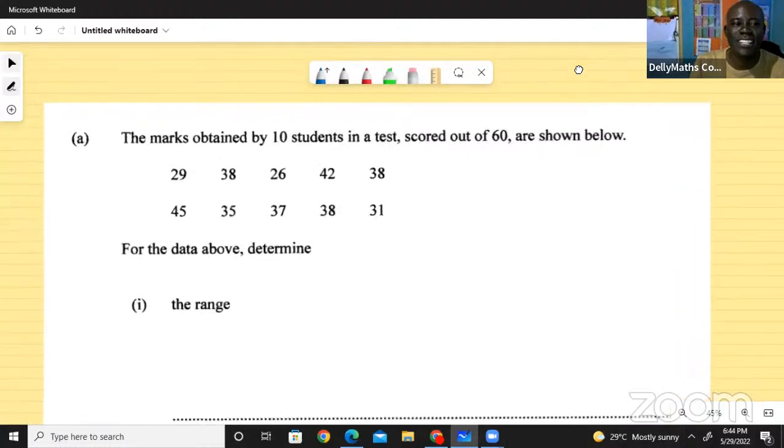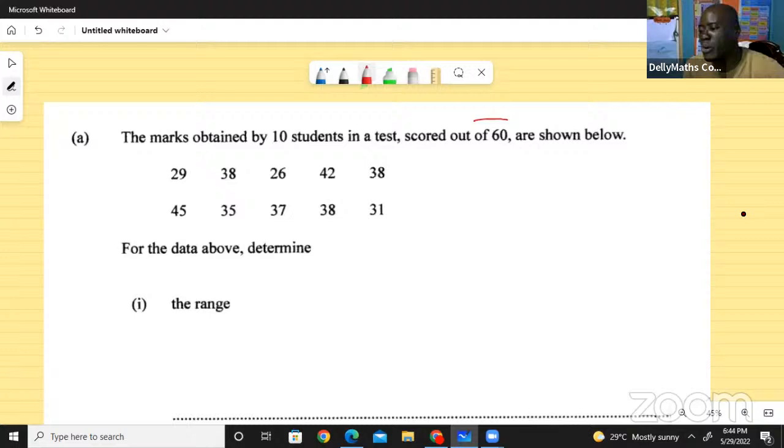All right, so let's go. The marks obtained by 10 students in a test scored out of 60 are shown below. All right. So this test was scored out of 60, but it's only 10 students, so we have 10 scores. For the data above, they want us to determine the range. Definitely, we need to know what the range is if we're going to determine the range.